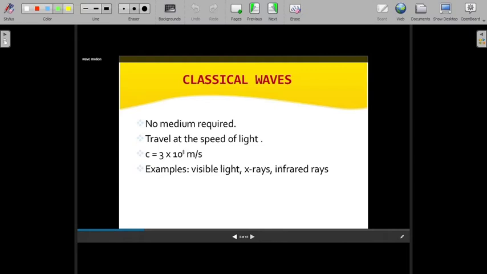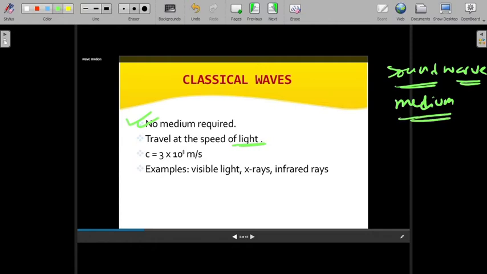So what are classical waves? Classical waves are those that don't require a medium. Suppose, here is an example given, that is light. If we talk about the sound wave, the sound wave requires a medium.